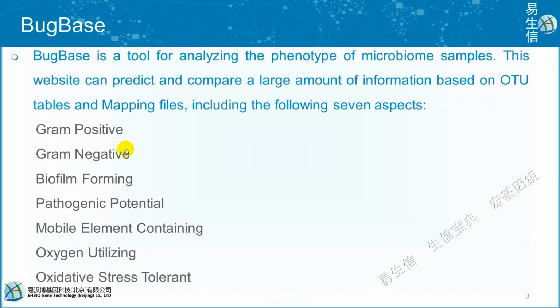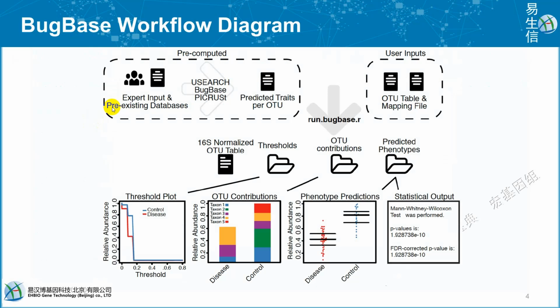BugBase is a tool for analyzing the phenotype of microbiome samples, and this website can predict and compare a large amount of information based on an OTU table and mapping file, including gram-positive, gram-negative, biofilm forming, pathogenic potential, mobile element containing, oxygen utilizing, and oxidative stress tolerant. And the BugBase workflow diagram is just like this.